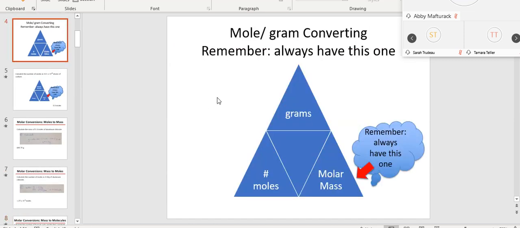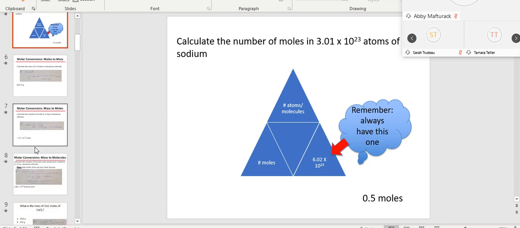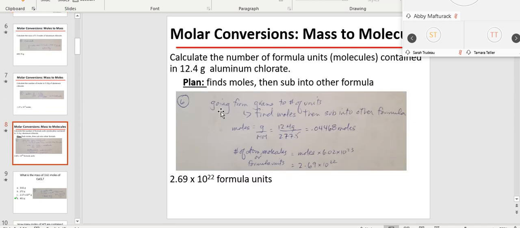Okay? I gave you grams. You always have the molar mass. Now, here you find the moles. And then you substitute it into here. That's one of those substitutions where you have to use two formulas to get the answer. Going from grams to the number of units, moles is equal to grams divided by molar mass. 12.4 grams given. Molar mass is 277.5, which we found a couple slides ago. There's your number of moles. Substitute that into the other formula to find your number of formula units.